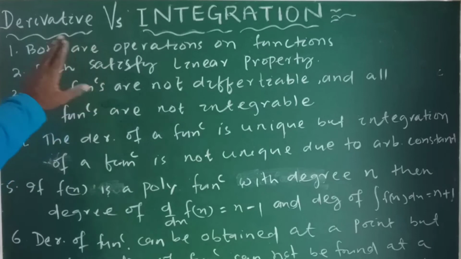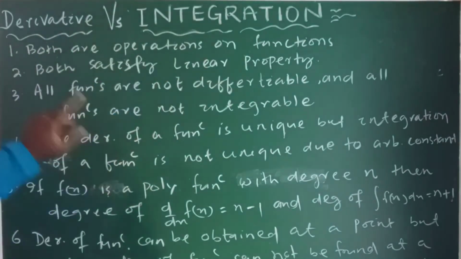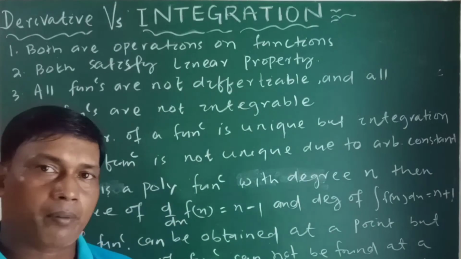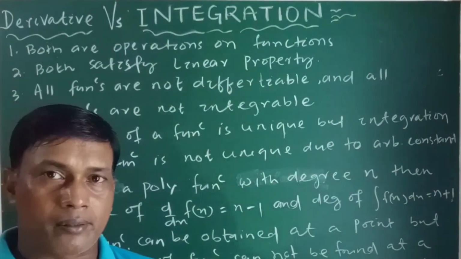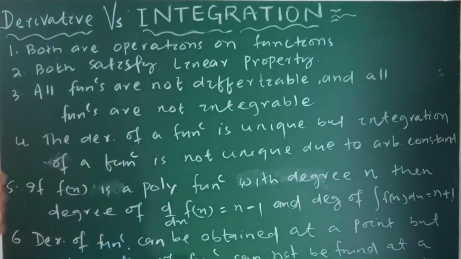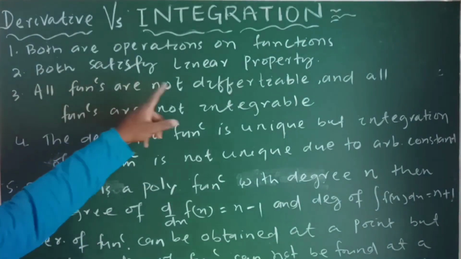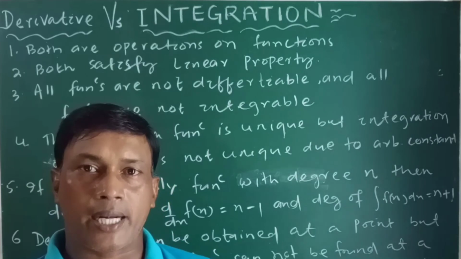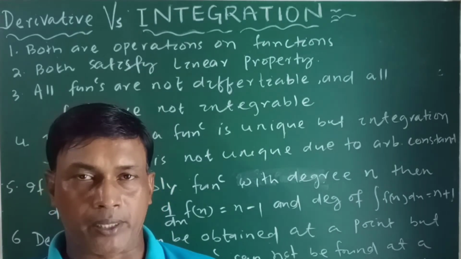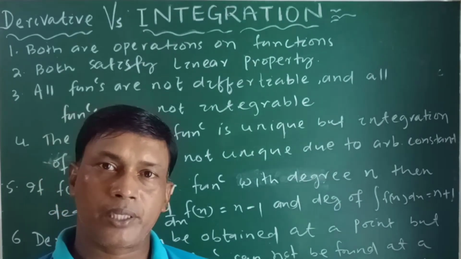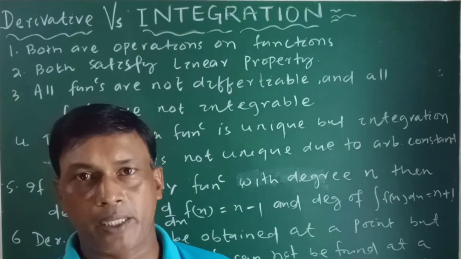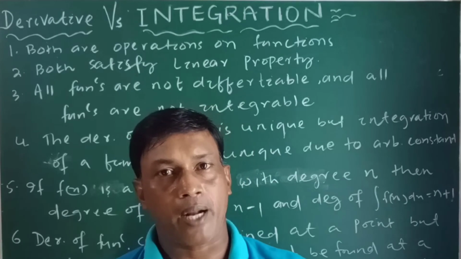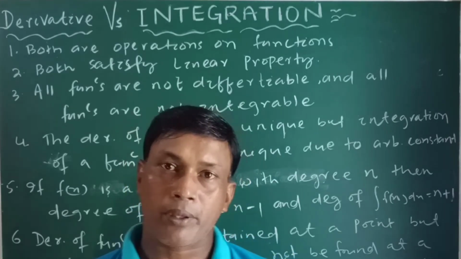Here is the comparison, derivative versus integration. First, both are operations on functions, and they are inverse operations. Next, both satisfy the linear property. Both satisfy the linear property means both satisfy addition, subtraction and constant multiplication. That means the derivative of f plus g is the derivative of f plus the derivative of g. The integration of f plus g is the integration of f plus the integration of g. And similarly for subtraction.